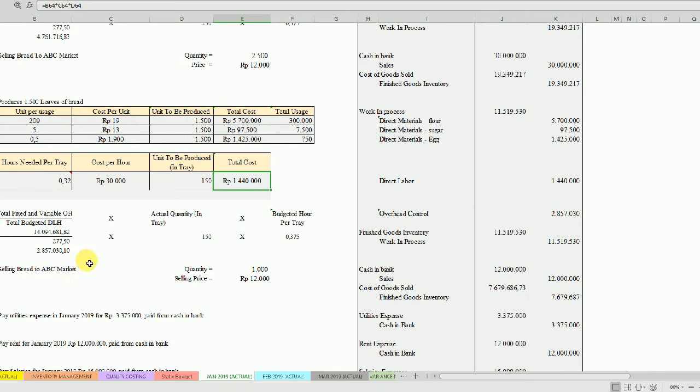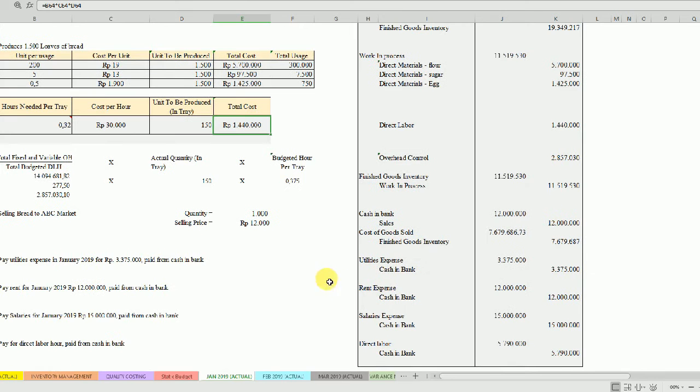And next, selling bread to ABC market. The quantity is 1,000 and the selling price is 12,000. The journal will be cash and bank to sales, cost of goods sold to finished goods inventory.